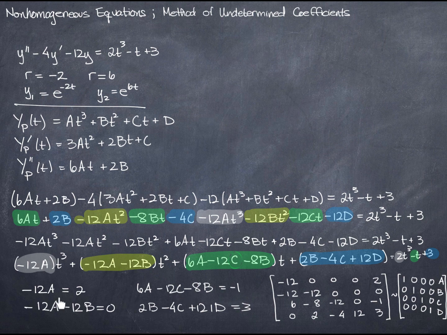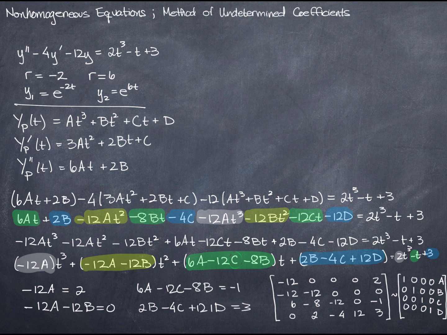This is a system of 4 equations and 4 unknowns. You can do it algebraically. There's certainly nothing wrong with doing it that way. In fact, here I can tell you that A is going to be negative 1/6, and once I know that, I can plug it in here, and then I can solve for B. Once I know A and B, I can plug those in here and solve for C. Once I know A, B, and C, I can plug the B and the C in here to find D.